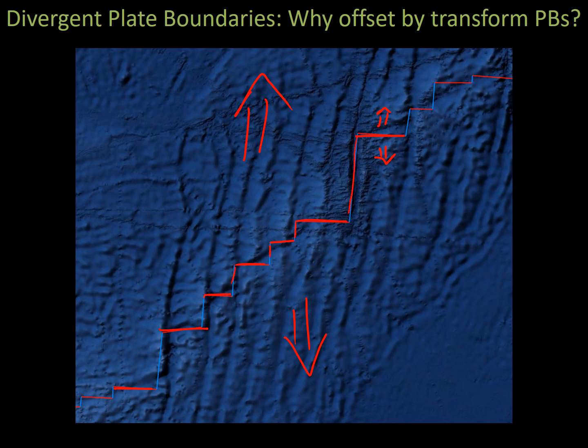So the question is to think about, or research, or read about, why do transform plate boundaries and divergent plate boundaries very often occur together like this? Why aren't divergent plate boundaries straight lines with one plate moving in one direction and one in the other? Why are they more often stair-step like this? So you'll have to read a little bit in the textbook, or do a little research on your own, or just think about it for yourself.